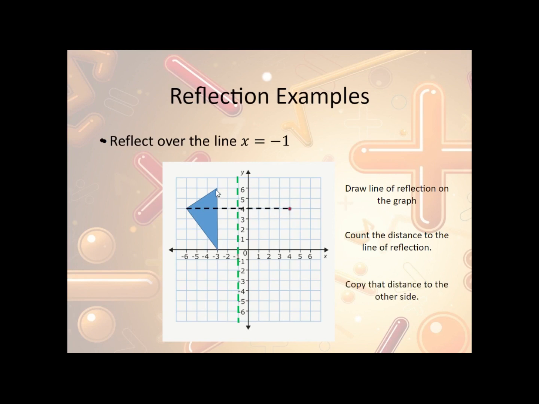And then same thing, 1, 2 away on this side. So 1, 2 away on this side. And 1, 2 away on this side. 1, 2 away on the other side. And now we have our drawing. Again, it's reflected. It's just reflected over a different line.